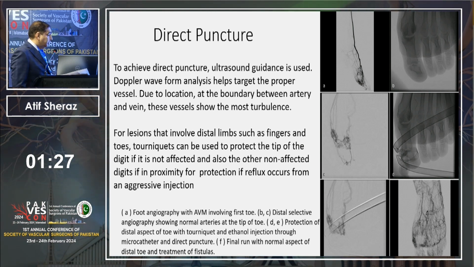For lesions that involve distal limbs, such as fingers and toes, tourniquets can be used to protect the tip of the digit if it is not affected, and also the other non-affected digits in proximity for protection if reflux occurs from an aggressive injection. So here we are treating an AVM. The AVM is being occluded, and we have tied a tourniquet to the thumb so that the embolic material does not go there, because once it goes to the tip, we will have gangrene of the thumb.